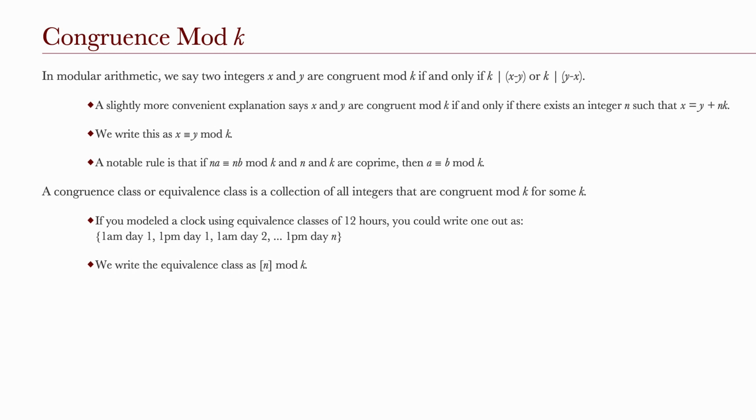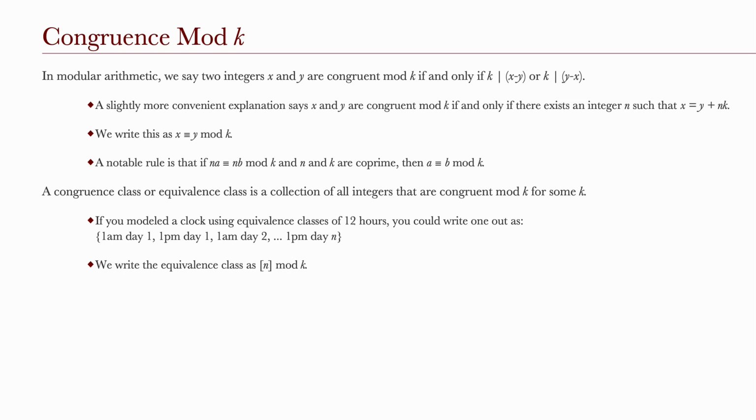Another form of operation we use in number theory is congruence mod k. In modular arithmetic, we say two integers, x and y, are congruent mod k if and only if k divides x minus y or k divides y minus x. There's a fairly simple proof that shows both of those definitions are actually equivalent, but we're not going to go into that today.